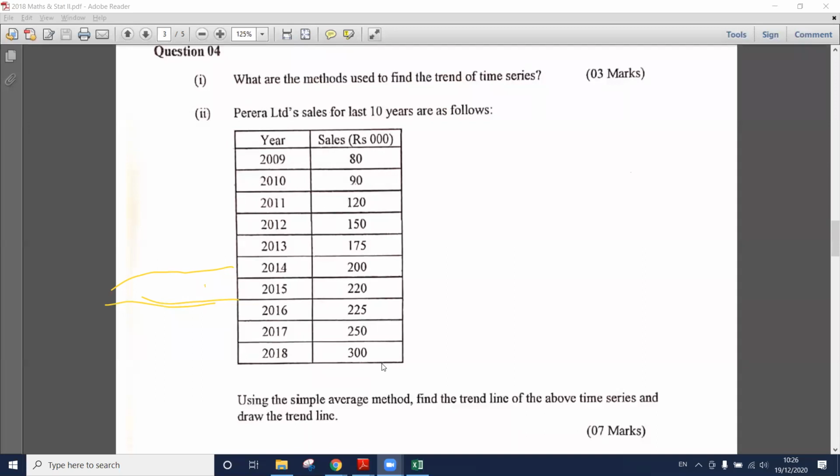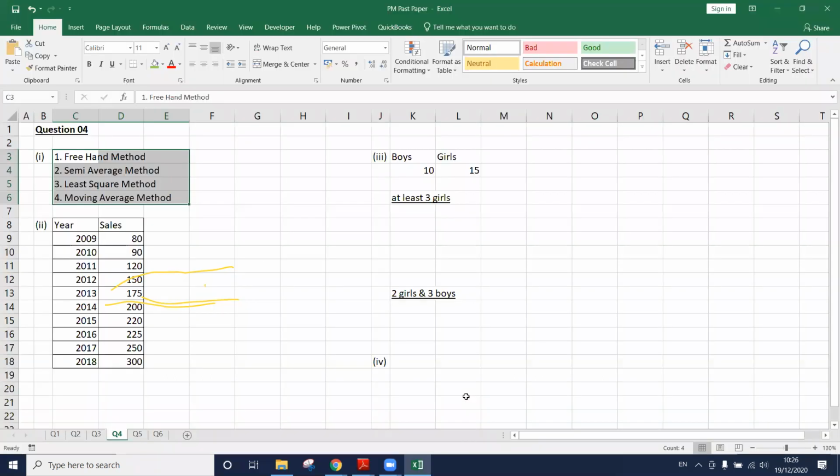but you will not gain any marks for that. It takes time: marking the years, marking the figures, finding point by point and drawing the scatter diagram takes quite a while, and no marks are given for it. The question never asks us to draw a scatter plot diagram. We need to draw the trend line using the semi-average method. That is the only requirement. I hope you can remember the semi-average method.